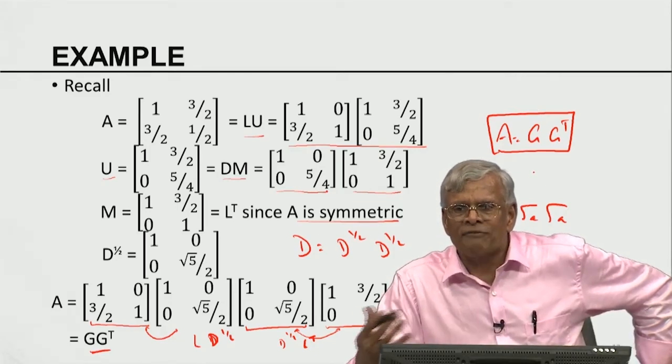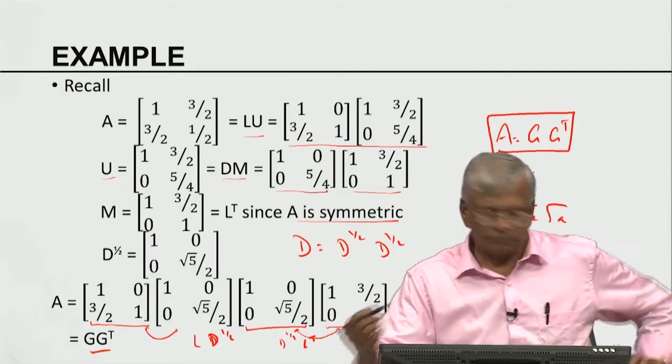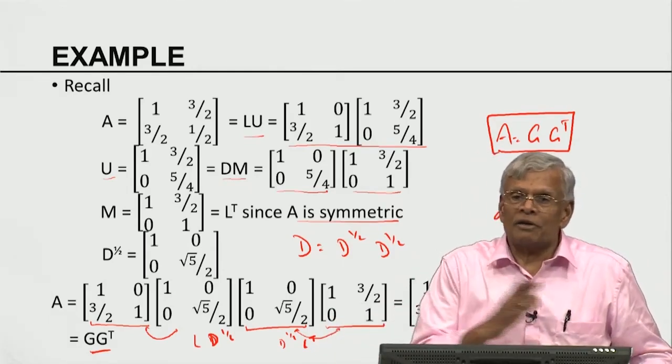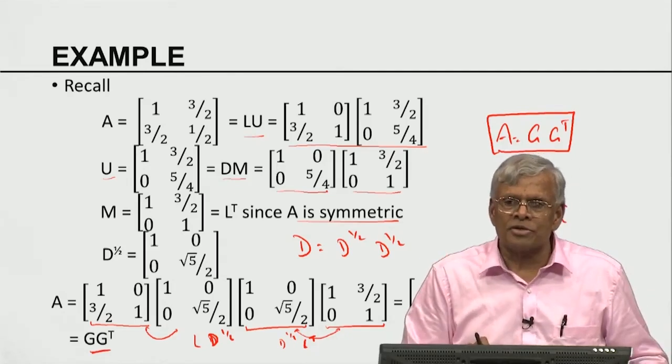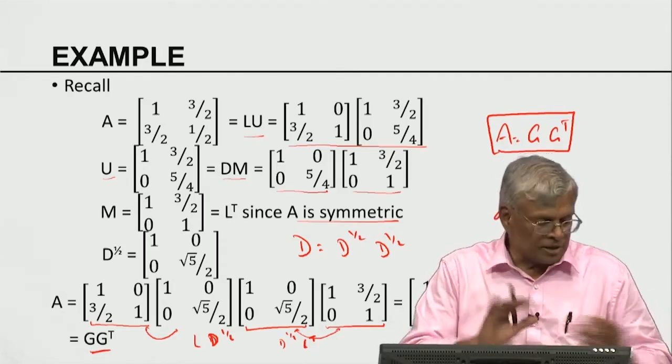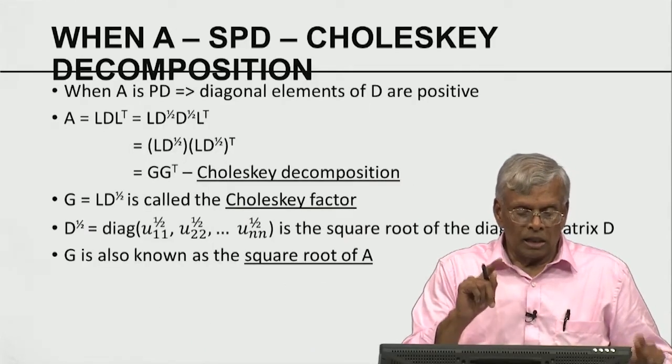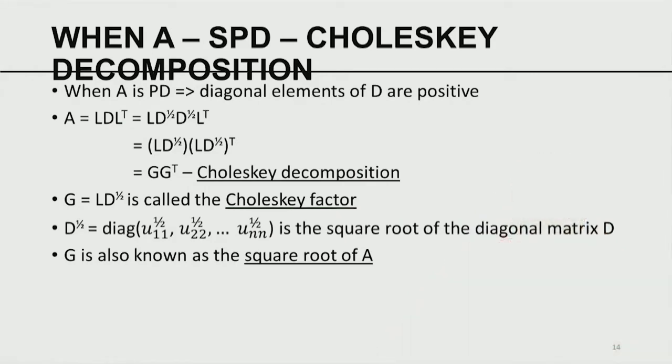Of course, for large problems, even this is going to be large, but we are trying to see how various decomposition methods are related to each other. So I am now going to summarize the whole thing. Let A be a positive definite matrix. The diagonal elements of D are positive. If the diagonal elements of D are positive, I can afford to take the square root. In that case, I can express D as D to the power of half times D to the power of half.